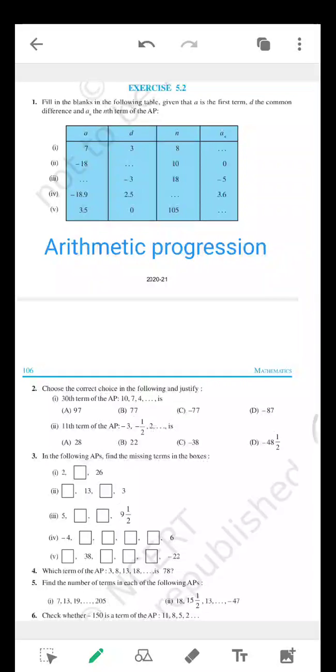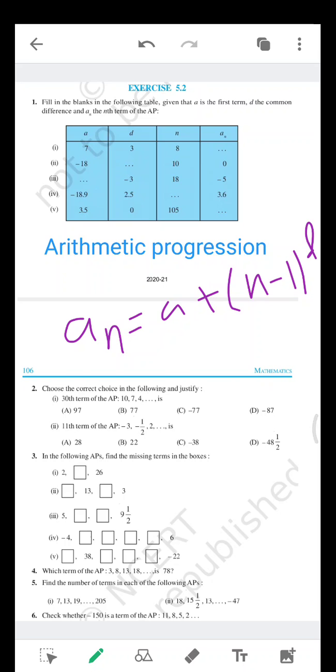Welcome back everyone. In the last session we saw question number 2 and question number 3 of exercise 5.2. In this exercise we started the formula a_n = a + (n − 1) d. This is the formula I told you, which we can use for finding any term, any missing term. And today we are going to see how to use this formula in different ways.